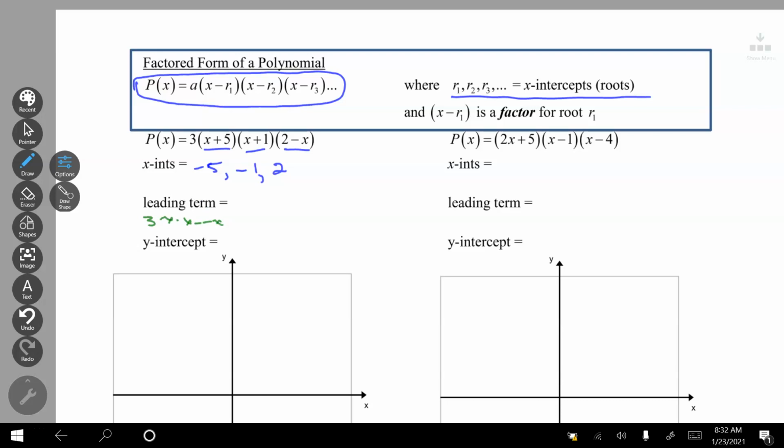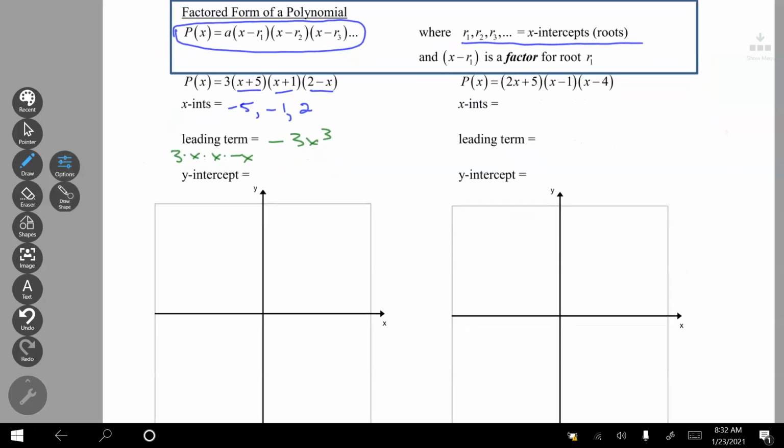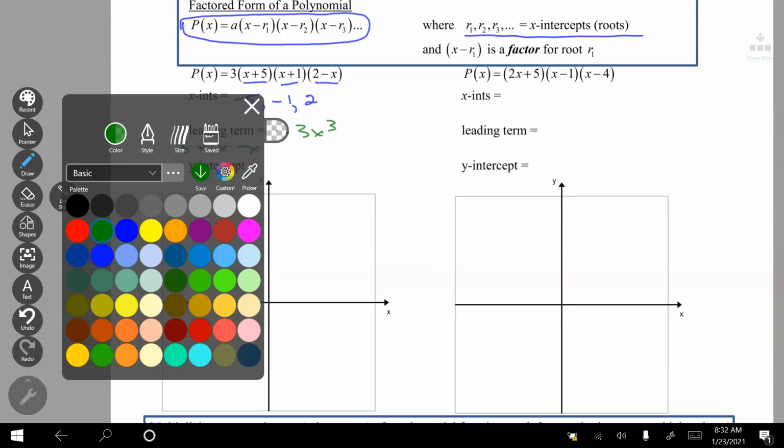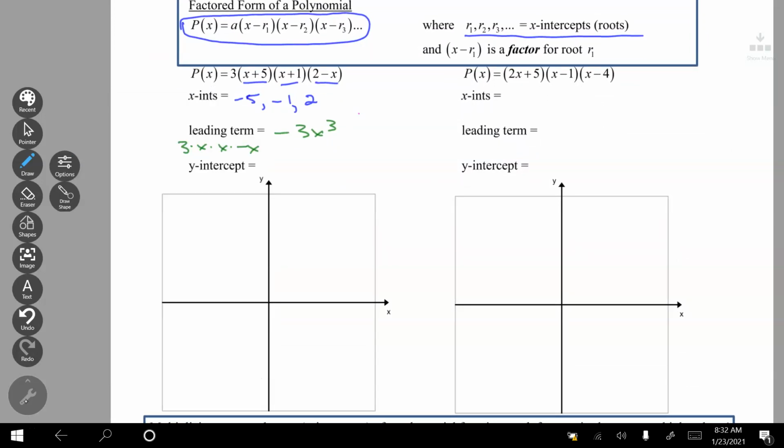I'm going to write that a little bit better. I see a 3. I see an x. I see an x. And then finally I see a negative x. And I multiply that out. I get negative 3x to the third. And what does that mean? That means my right side is going to go down to negative infinity because of the negative 3, and my left side is going to go up because of the exponent being an odd number. So I'm going to put little arrows, right side going down, left side going up.